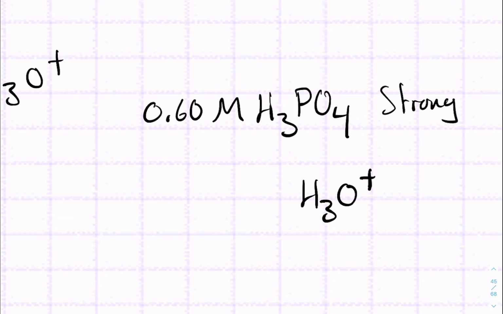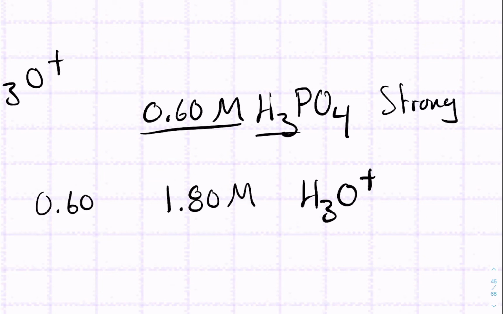It's equal to this times the number of protons. So here we have three protons, three ionizable hydrogens. So this would be 1.80 molar. So 0.60 molar times three, because we have three hydrogens. Yes, if it's a strong acid. If it's a weak acid, then it's just going to be a lot less than the concentration of the acid.